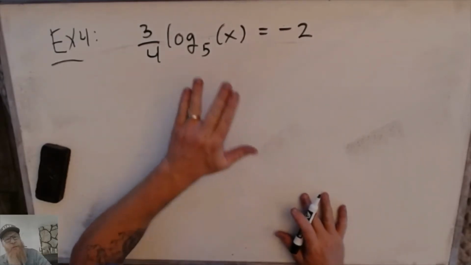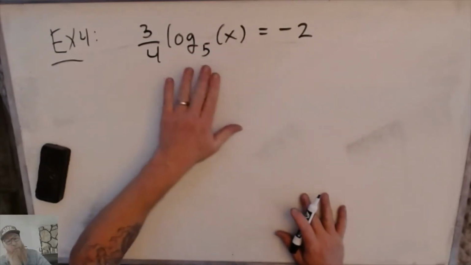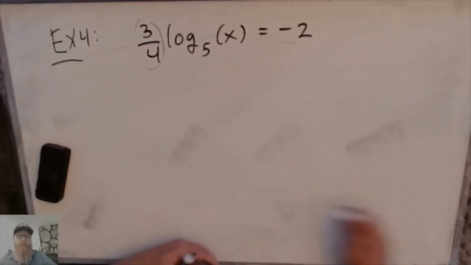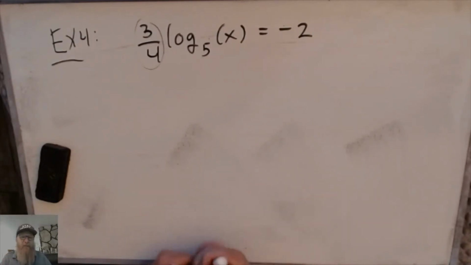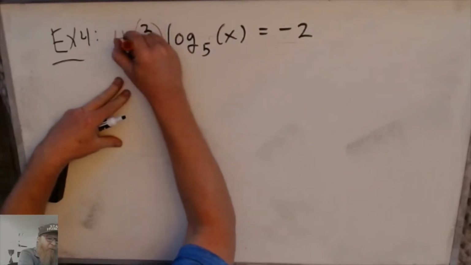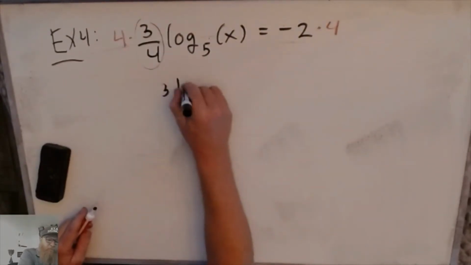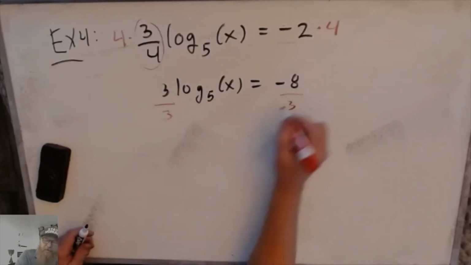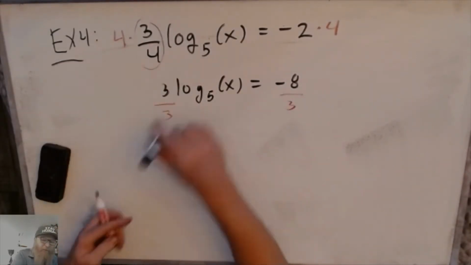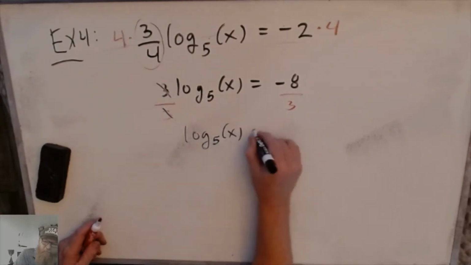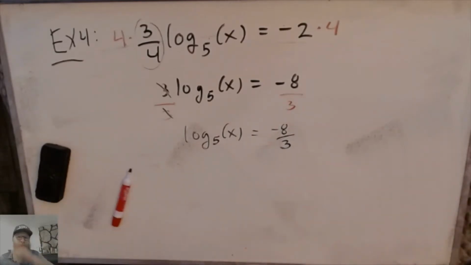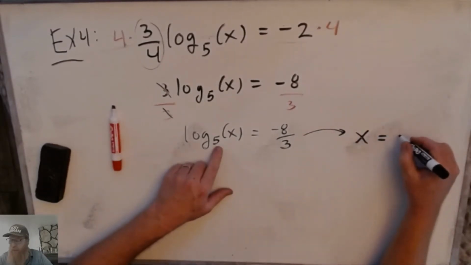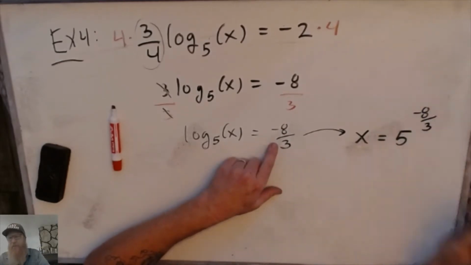Now, in order to use the rewriting principle or the conversion principle, taking it from a log and writing it as an exponential, you first have to get rid of any external operations such as multiplication, division, addition, subtraction, things like that. So you have to simplify it first. So we're going to multiply both sides by 4. And then we're going to divide both sides by 3. Sometimes you can speed up the process a little bit by doing those at the same time. And now you're going to rewrite this using your exponential. So the base is 5, and the power is -8/3.